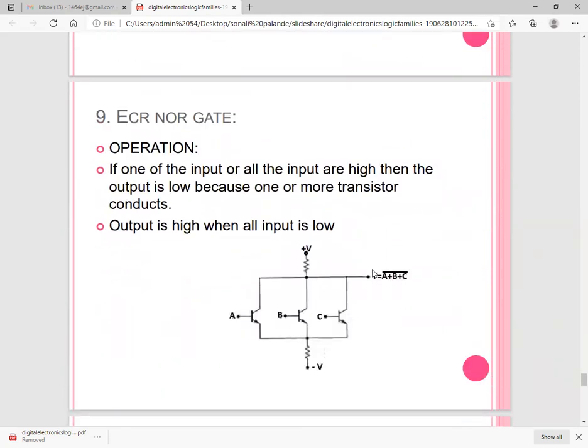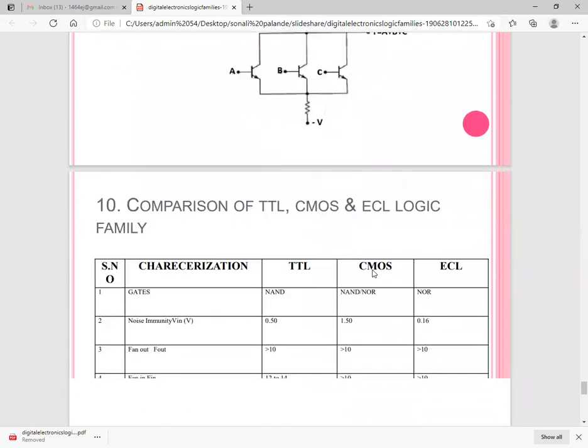ECL NOR gate. Operation of this circuit is, if one of the inputs or all the inputs are high, then the output is low because one or more transistors conduct. Output is high when all inputs are low.